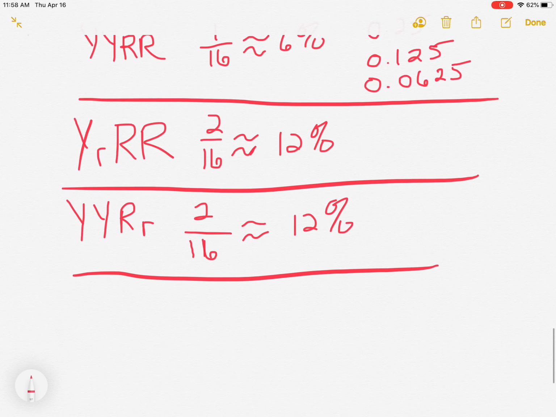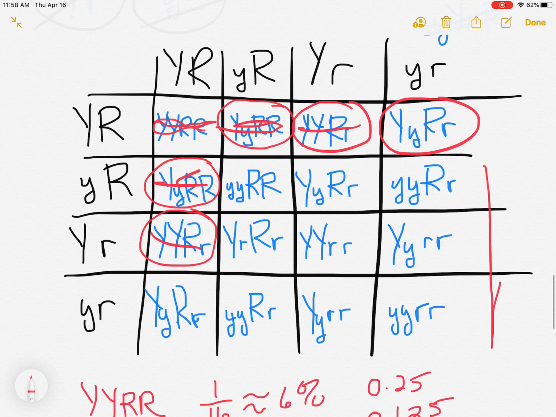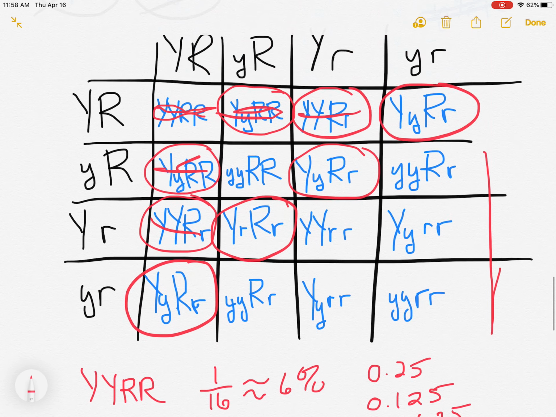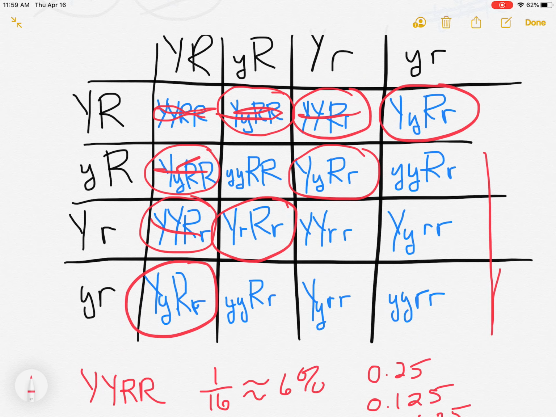Let's do the next possible genotype. Let's go across here to this next one, which is one of each. So it's a Y and a little y and a big R and a little r. Let's go see how many of those we have. There's one right here. There's one right here. There's one right here. And there's one right here. There are 4 places out of 16 where you get this combination. So this is 4 out of 16, which is double 12, which is pretty much 24 or 25% approximately. Okay, and there were no others. So let's just cross those guys off the list. Now we've got that. Let's go to the next one.